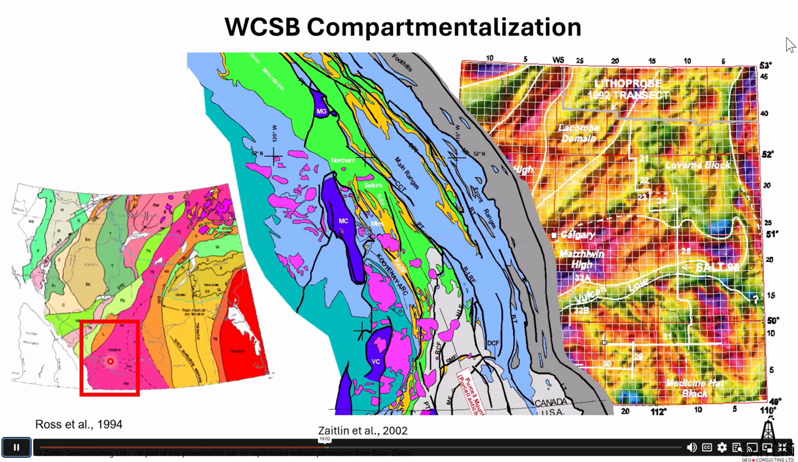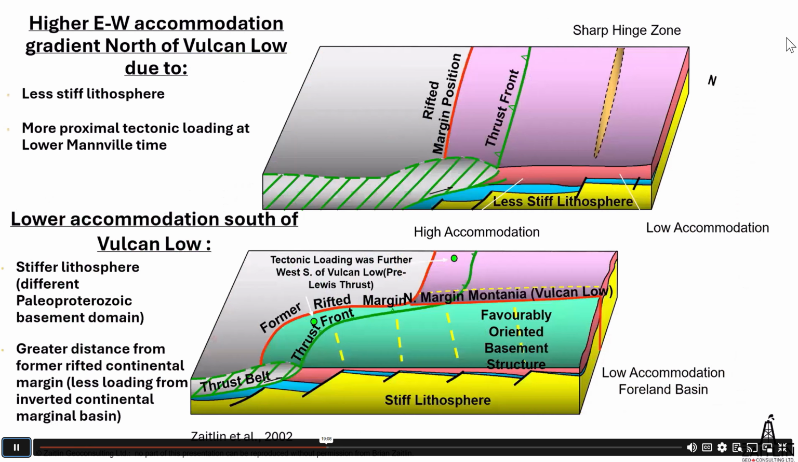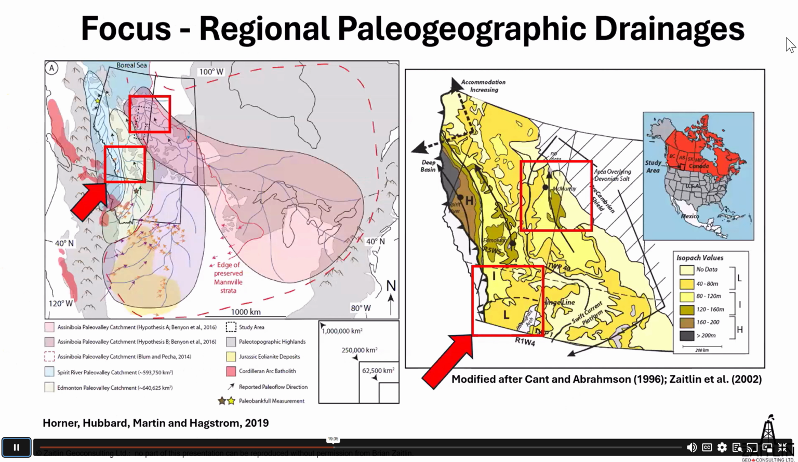We were able to see that these were associated with suture boundaries in the basement. And depending on where you are within those types of units, if you're north or south, in this case of the Vulcan Low, you have an area where you have low accommodation because you're dealing with a rigid body, versus areas to the north of that where you end up having a more ductile body, a less stiff lithosphere, and you're able to create more space. And that's what's controlling these changes in overall accommodation that's associated with the isopach map that we see within those types of units.